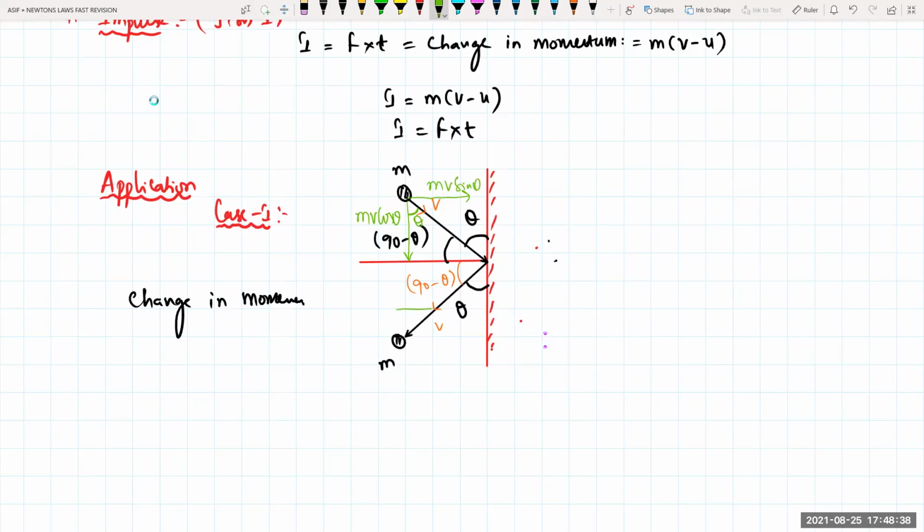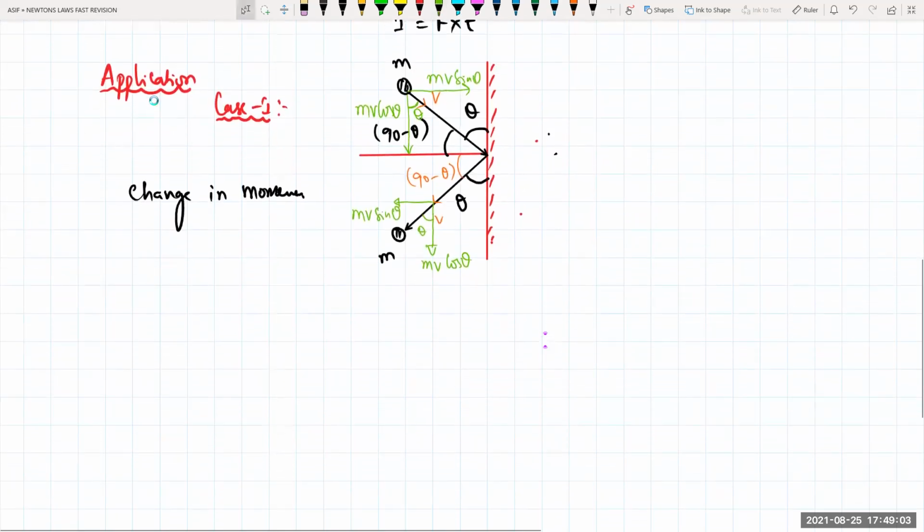Again here also this body is moving in this direction. If this is your theta with respect to the vertical, alternate angles. So where is the other angle? This one is also the same theta. So this will be equal to mv cos theta, and this one will be equal to mv sin theta. Agreed?